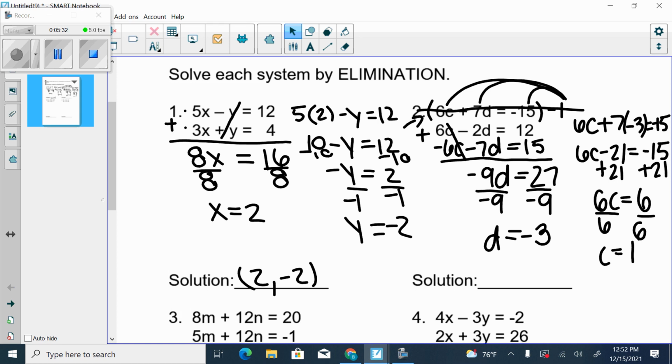All right, so I know c, I know d. Write them in alphabetical order. That would be, what comes first, c or d? C. So 1, negative 3. Okay. All right.